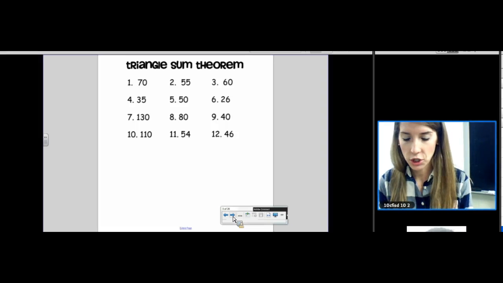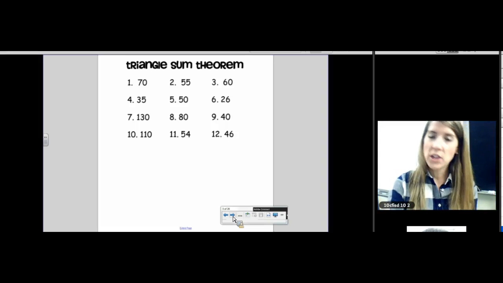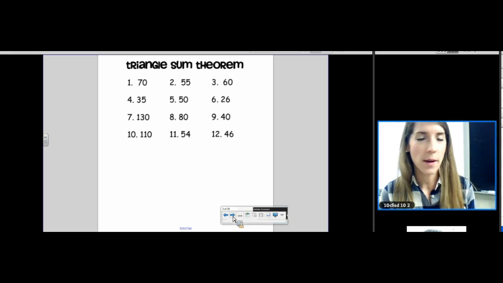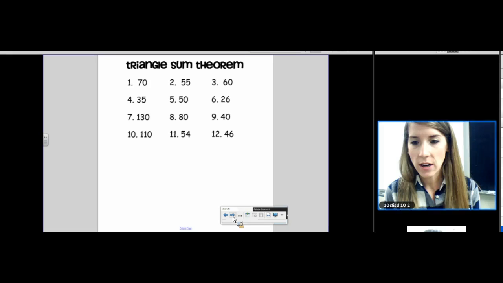Here are the answers to your triangle sum theorem homework. We just gave you this homework. We didn't teach a lesson because we know that you already learned that the measures of the angles of a triangle add up to 180, always, no matter what type of triangle it is. So check your answers real quick and we'll move on with today's lesson.